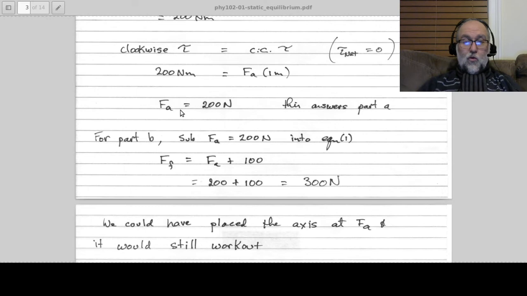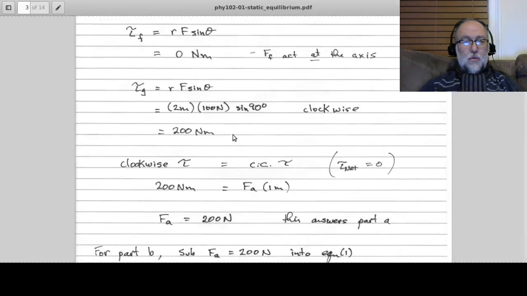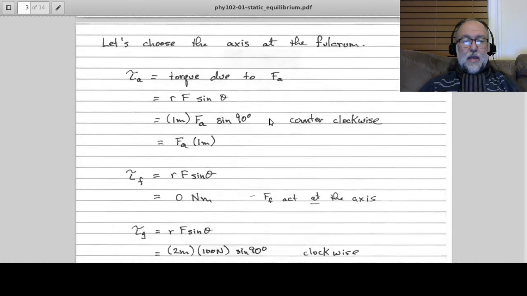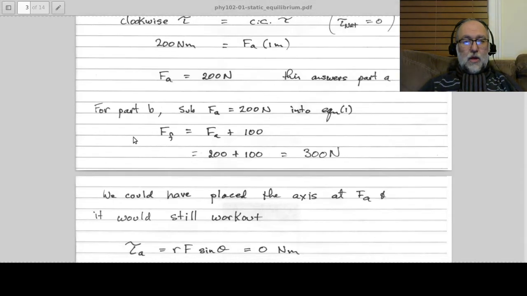Now, I also asked for the force that the fulcrum has to apply, the fulcrum force. For that, we had this other equation, equation number 1. Let me remind you, when we looked at the balancing of the forces up and down, we had that FF is going to equal Fa plus 100. We know Fa now, so we can calculate FF. For part B, we're asked for FF, so just substitute Fa equal to 200 into equation 1. Here's equation 1 rewritten. We know that Fa is 200, and 200 plus 100 is 300. So the fulcrum has to apply 300 newtons upwards.